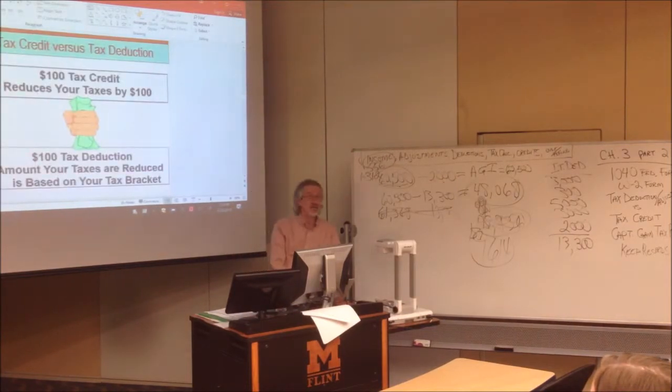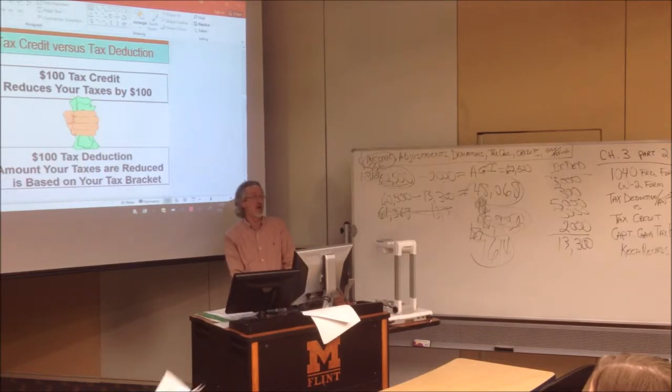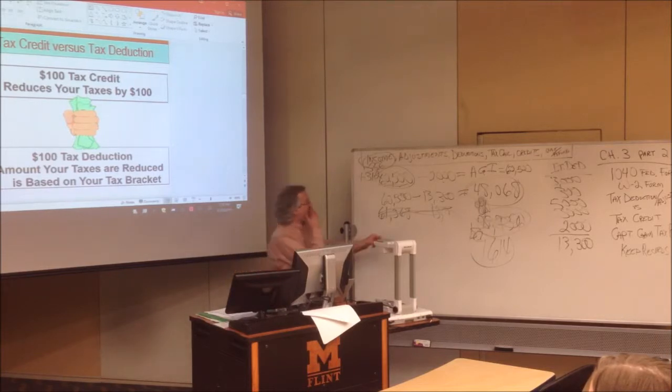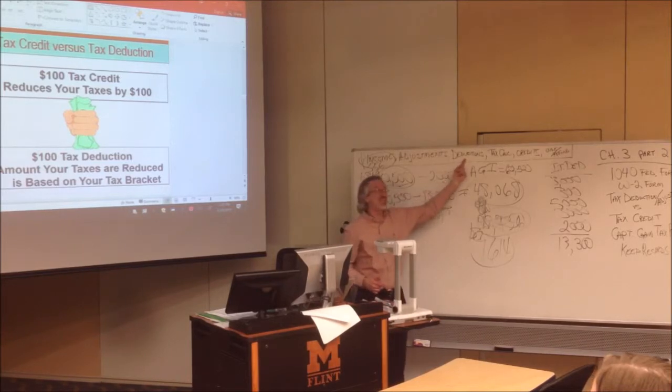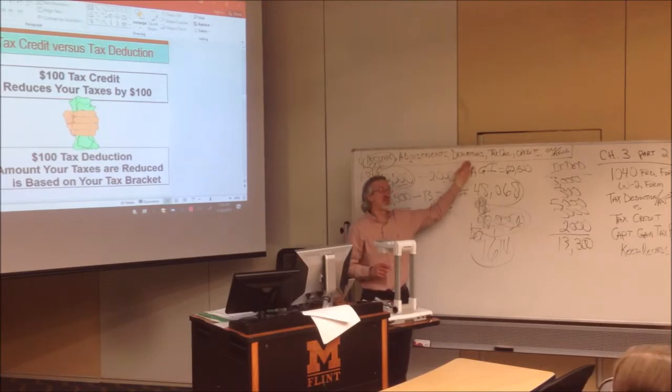Okay. This has been traditionally on either the quiz or final every single semester this class has been taught. So I want to make sure you get this. The difference between a tax credit and a tax deduction. The difference is, if you look at the math on this, we subtracted deductions from the income before we calculated how much tax we're going to be paying.